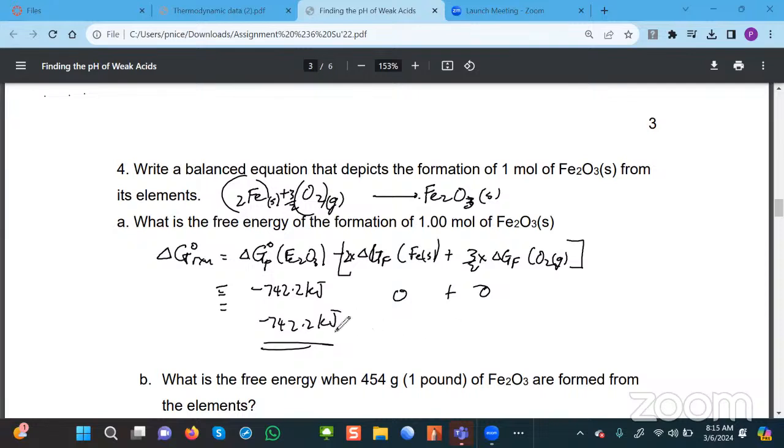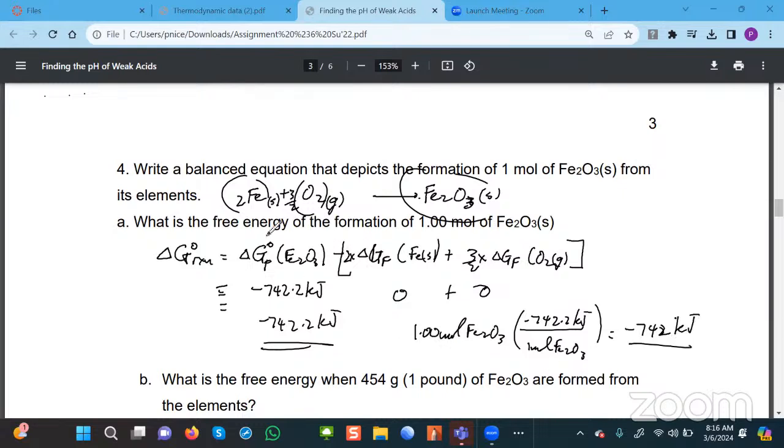So this is for every mole of Fe2O3. So basically for 1.00 mole of Fe2O3, the amount of free energy will be minus 742.2 kilojoules for every 1 mole of Fe2O3. And this will equal minus 742 kilojoules. I'm showing you this, even though the answer is pretty much the same, because you could be given a question where this number is different, right? So this is how you go about answering that part of the question. Okay, so that's basically how you do 4A.